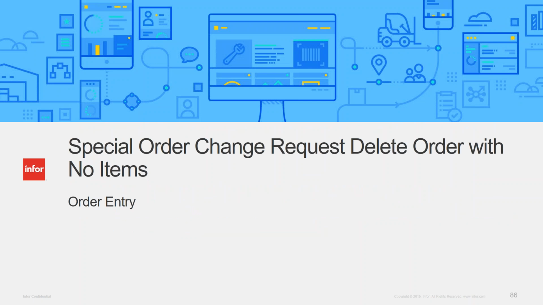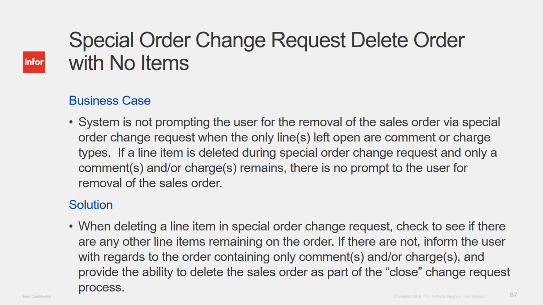Special order change request, delete an order with no items. As you know, there are two components of the special order change request process, the purchasing side component and the order entry side component. This enhancement will focus on the order entry side, and specifically when a change request is performed to essentially leave the sales order with no more actual line items. The user wanted to be aware that an open order was stranded out there that may contain only comments or charges.